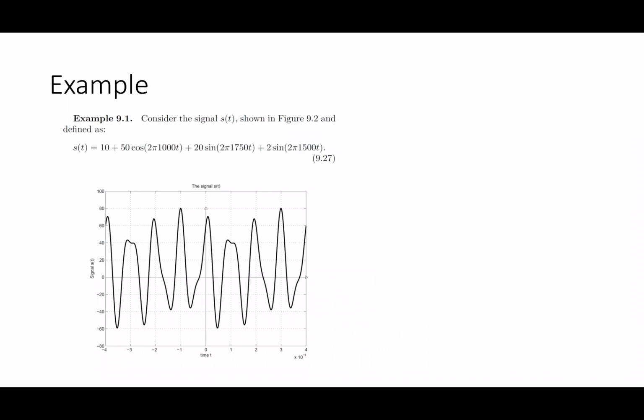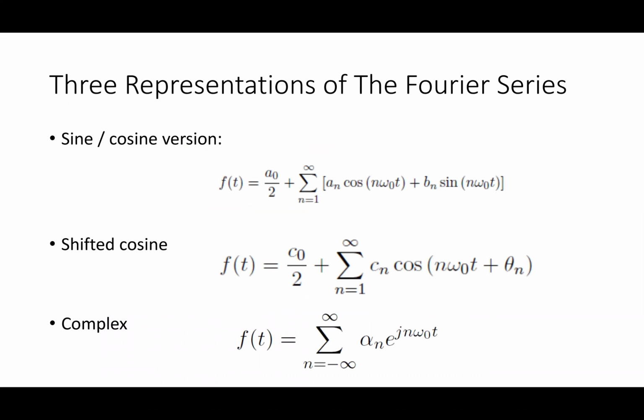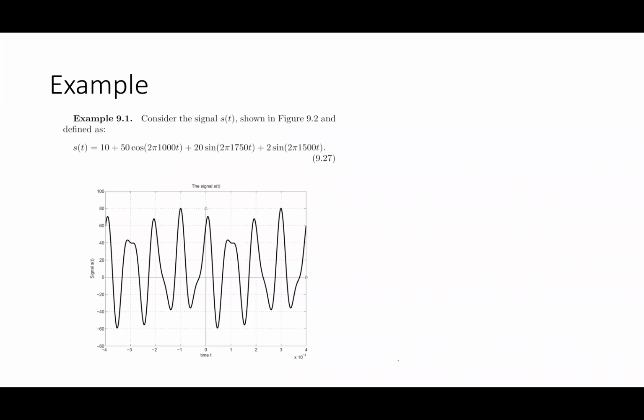So what I have here is S of t is 10 plus 50 cosine 2 pi 1000, and so on. Anytime I want to figure out these series, what I want to do for this particular problem is figure out the AN coefficients, the BN, CN, theta n, and alpha n. I want to figure out all 3 of those, and that's what we're going to do in the time we've got left here. So I want to do it for this guy.